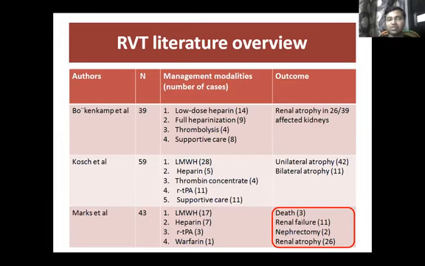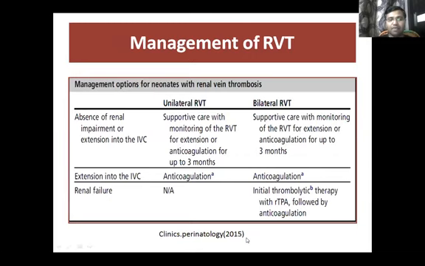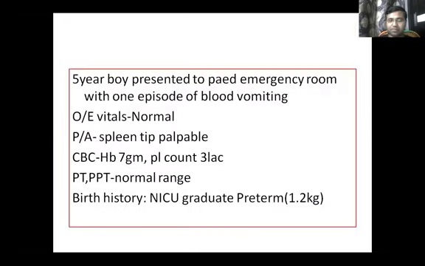The prognosis is poor. The management, yes, supportive care. If there is no impairment or no extension, supportive care: correct dehydration, and treat sepsis. If there is extension, it requires anticoagulation. If it is bilateral, it requires anticoagulation. If with renal failure, initial thrombolytic, then followed by anticoagulation.